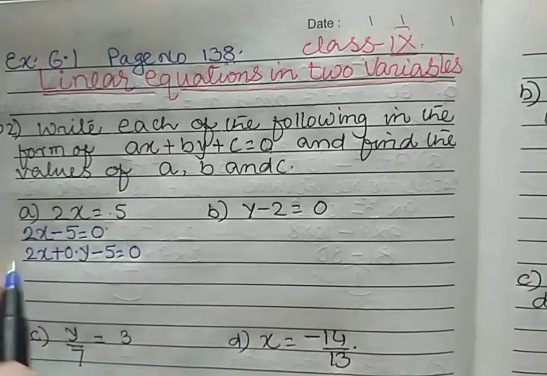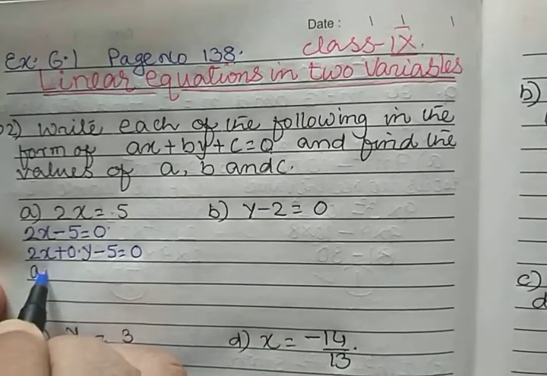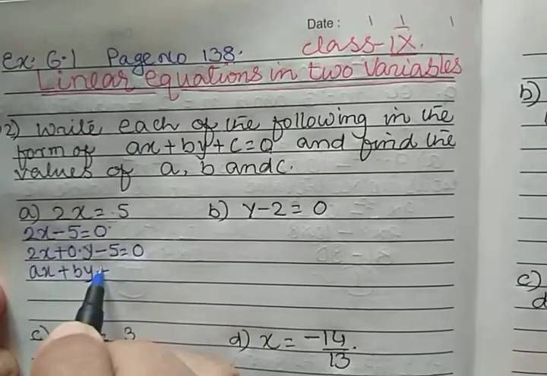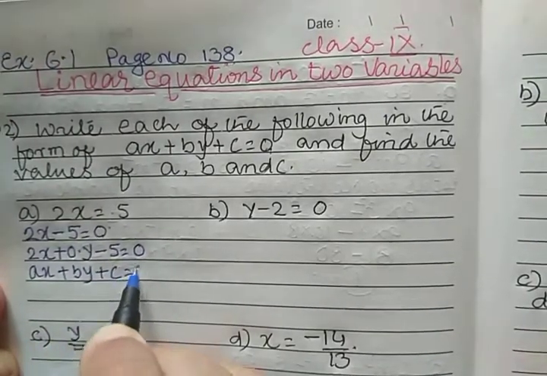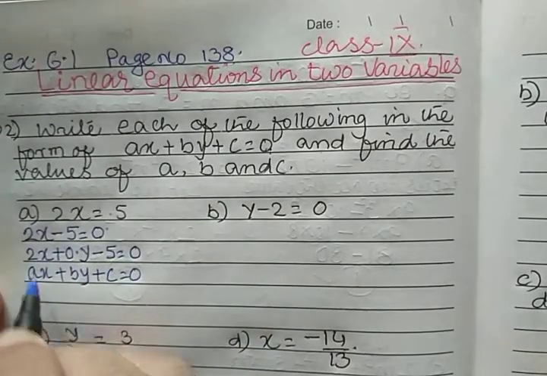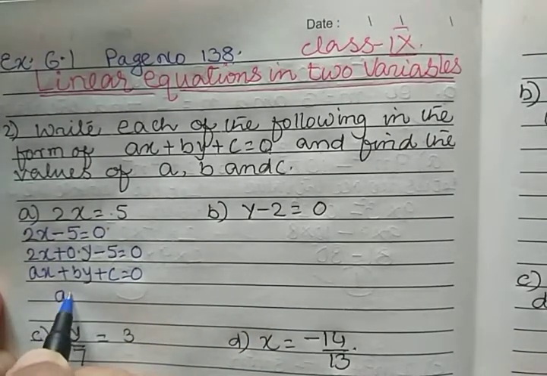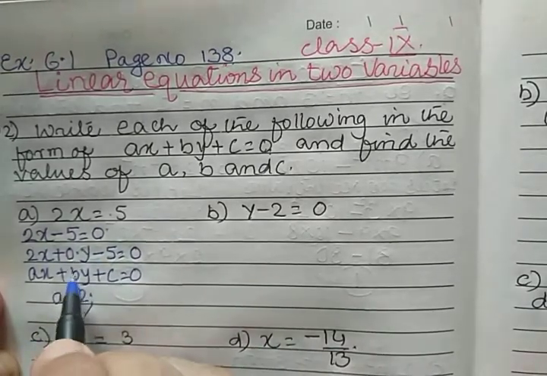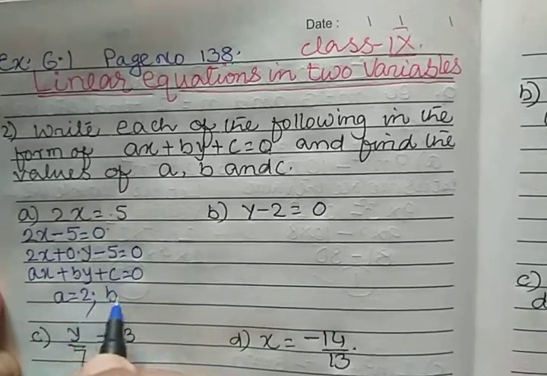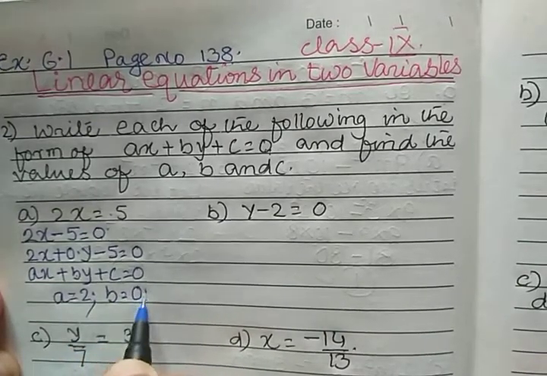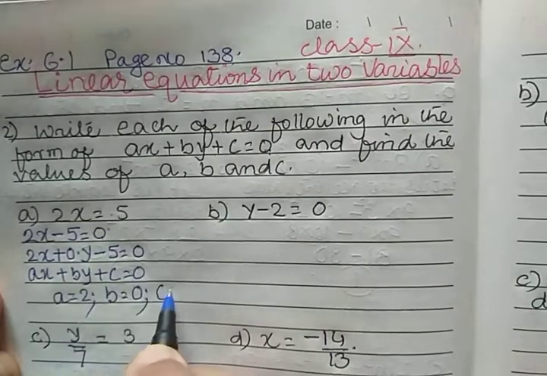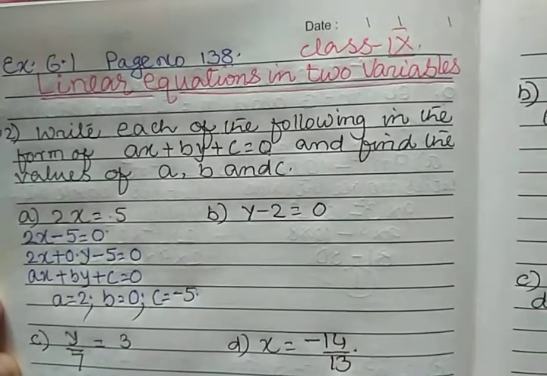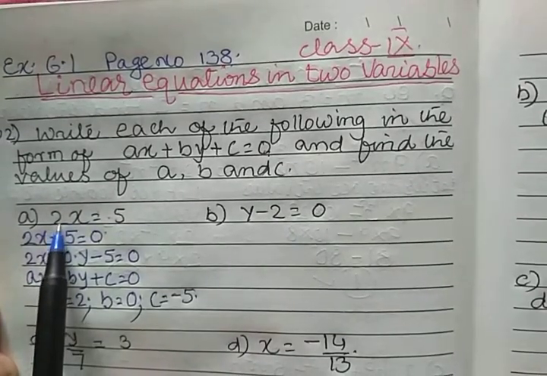Now when you compare this with ax plus by plus c is equal to 0, in place of a, what do you have? 2. In place of b, what do you have? 0. In place of c, what do you have? Minus 5. Understood?